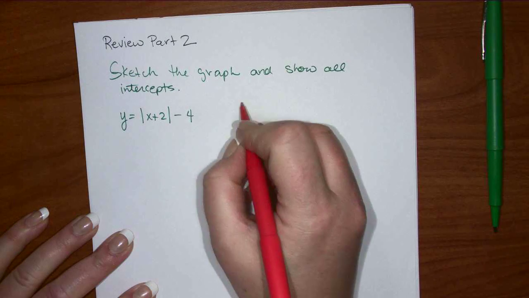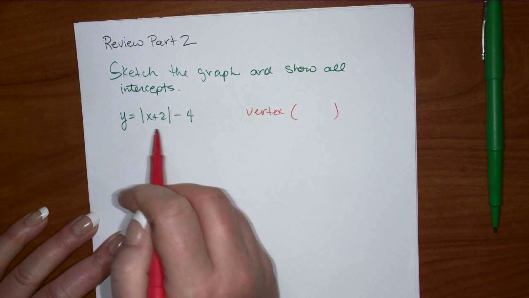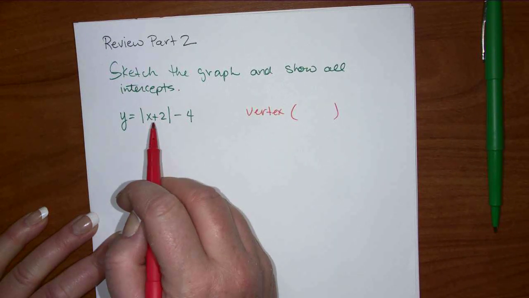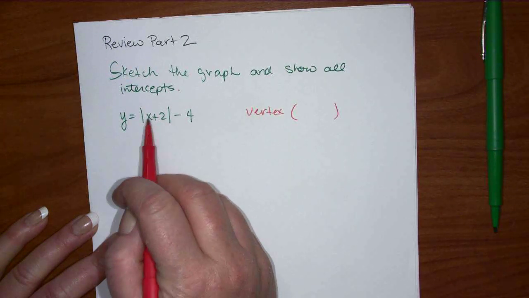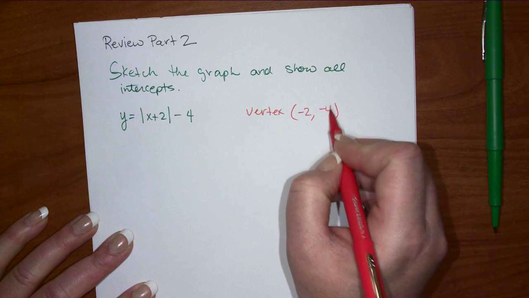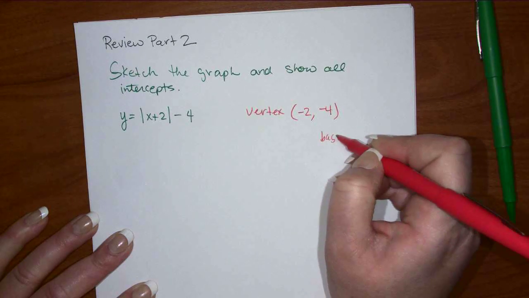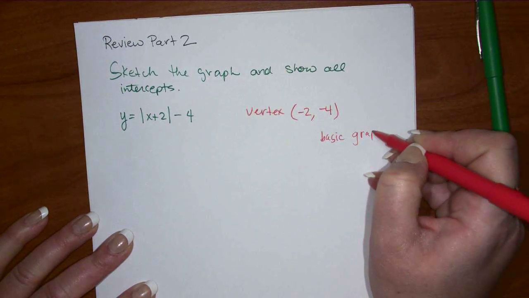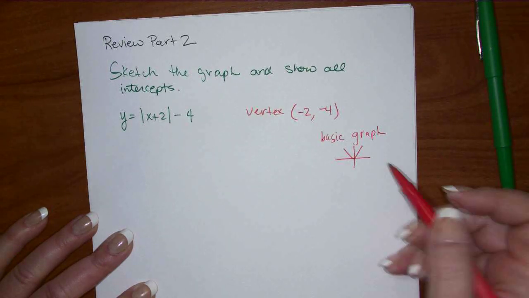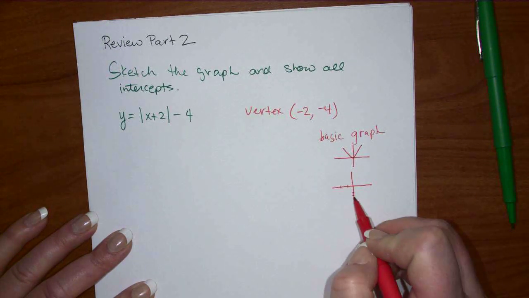Okay, so we need our vertex, or the center point, which would be what? Negative 2, whatever makes this 0. It's not the number that's in there with the opposite sign, but whatever makes the inside of the bracket 0, so negative 2, and then negative 4. And we know that our basic graph is an absolute value of v, and this one is moved where? Negative 2 and negative 4 down here.